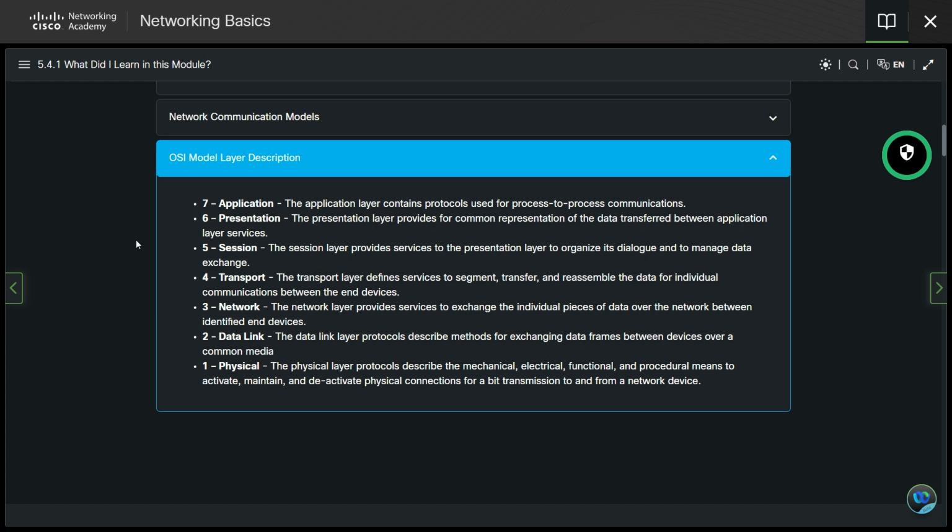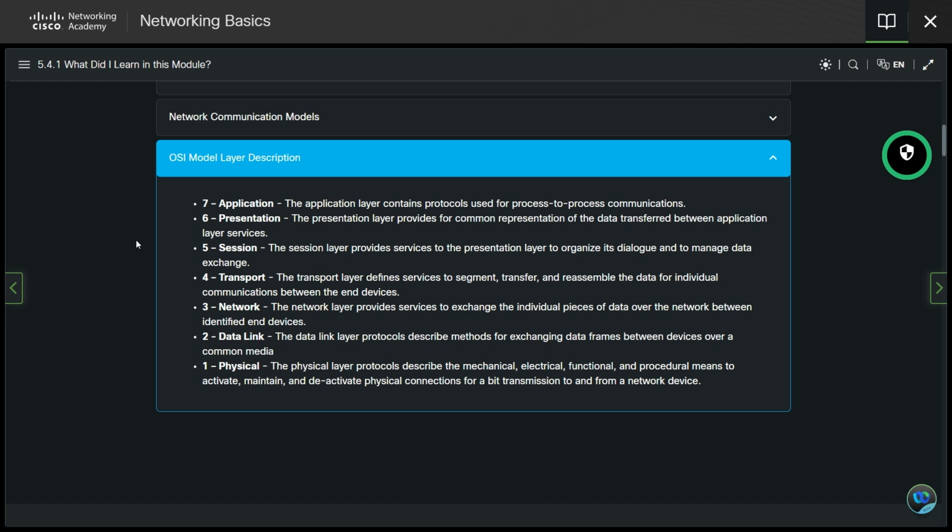The fourth layer is transport. The transport layer defines services to segment, transfer, and reassemble the data for individual communication between the end devices. The third layer is network. The network layer provides services to exchange the individual pieces of data over the network between identified end devices.